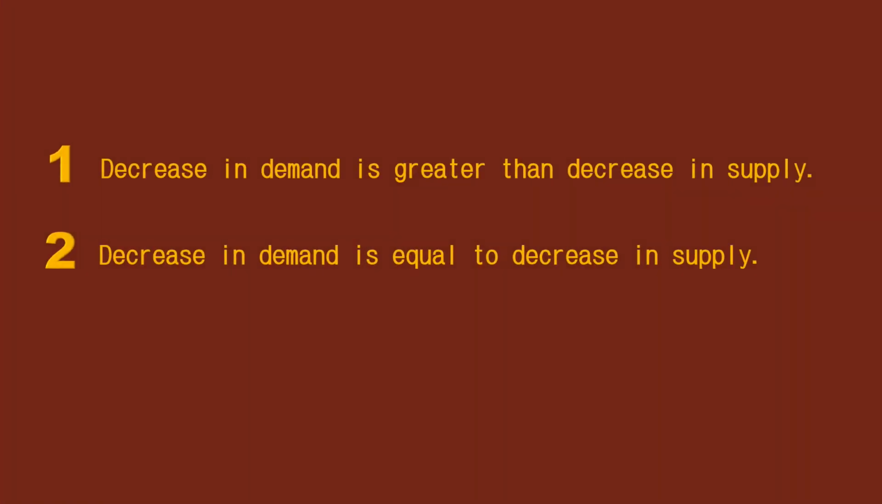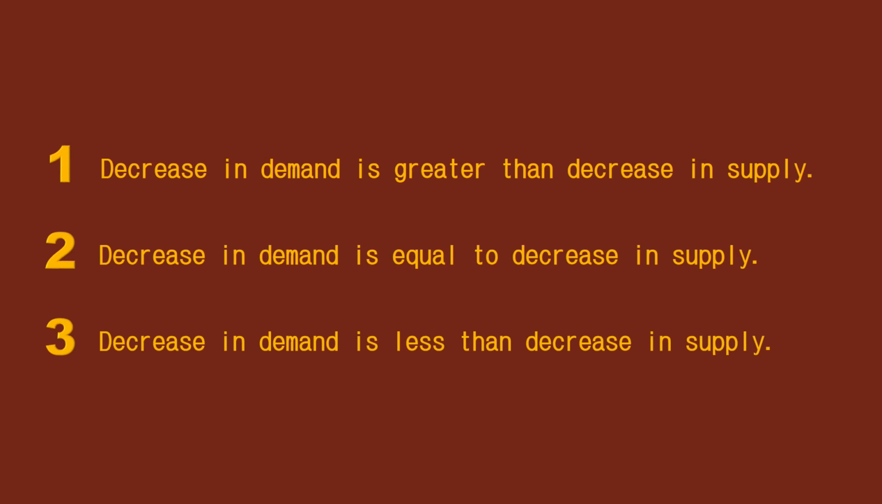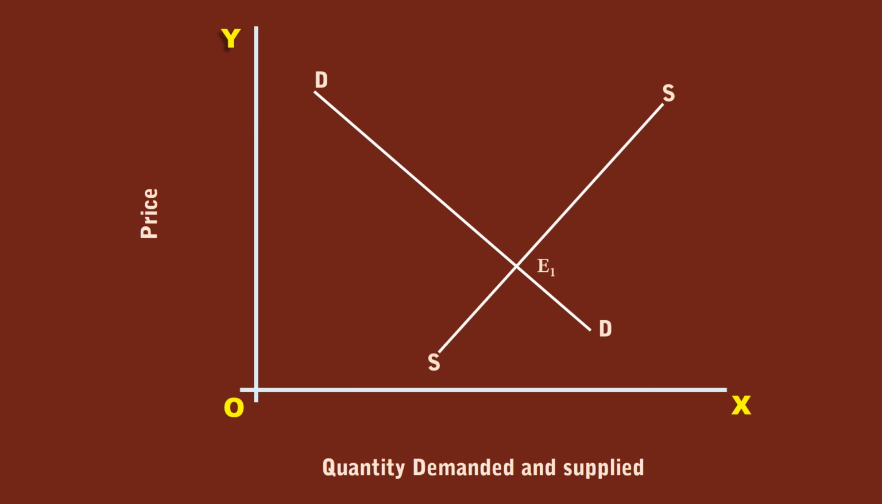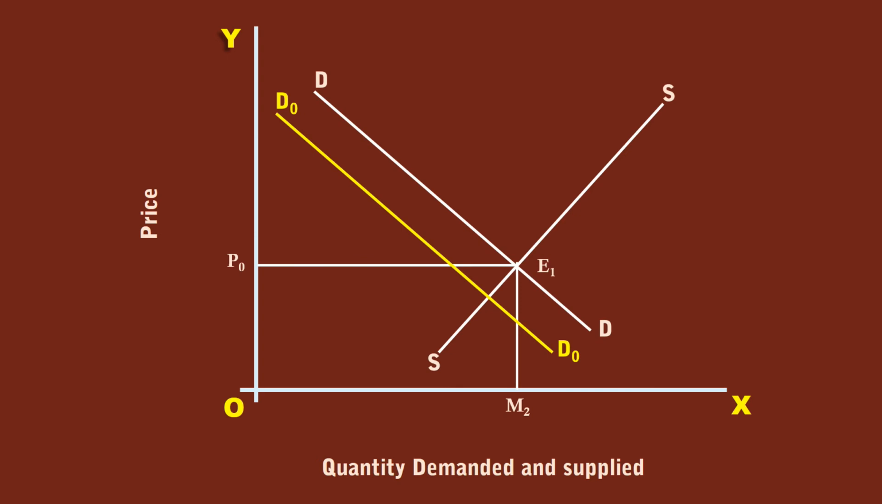3. Decrease in demand is less than decrease in supply. To begin with, the market is in equilibrium at E1 where demand curve DD cuts the supply curve SS. The price is P0. The quantity is M2. The demand decreases. The demand curve shifts to left. The new demand curve is D0 D0. The supply also decreases. The supply curve shifts to the left. The new supply curve is S0 S0.